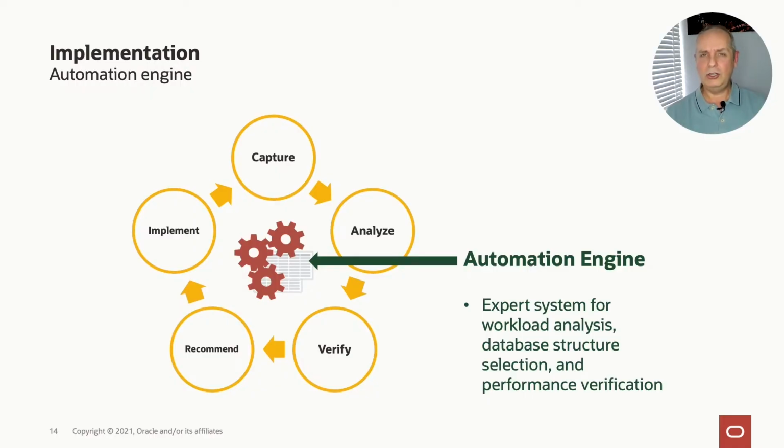So it's useful to view this as a cycle, and that reflects what I said earlier, that this is continuous. This is not something that's just done once and once alone. We have to always look at what's happening on the database and understand what's happening. So conceptually, you can imagine that in the middle, you have an automation engine. In fact, it's a series of engines or expert systems that can analyze the workloads, propose database structures, and ultimately implement them. So driving this cycle is this central automation that we have.